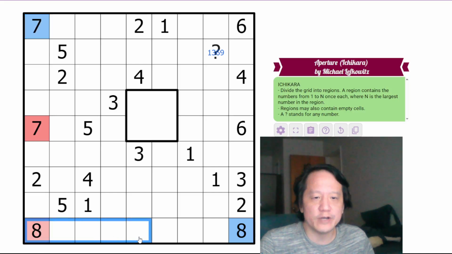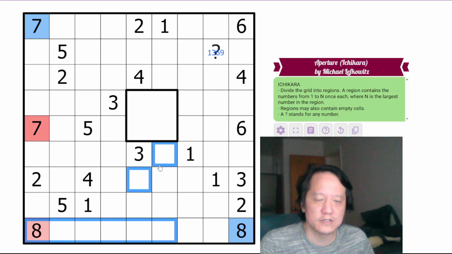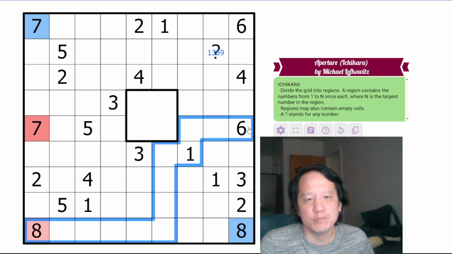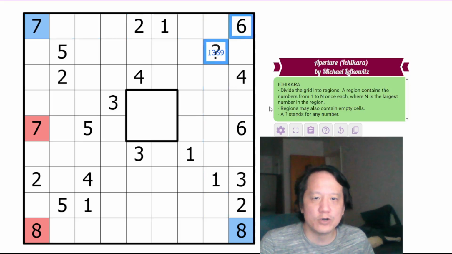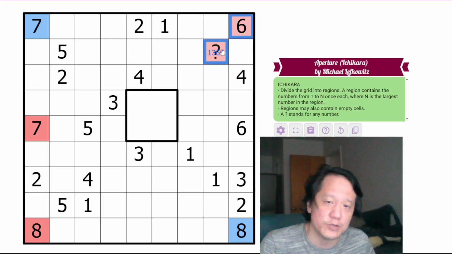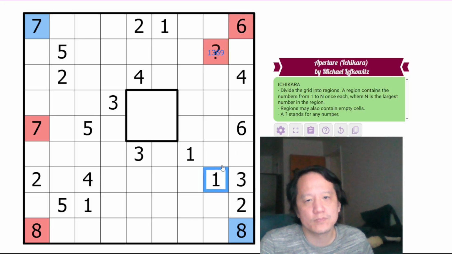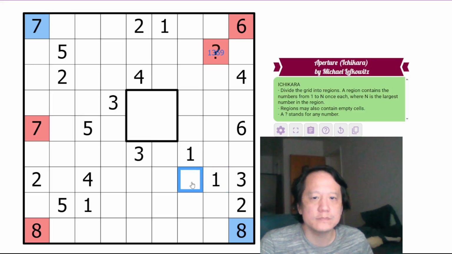Similarly, this red region cannot orthogonally connect to this 6. Because if it connects to this 6, the problem is that it would block the blue from connecting orthogonally to form a region. So one of these is going to be red. This could be blue, or one of these could be blue. We don't know which. Blue has to get to one of these 3.